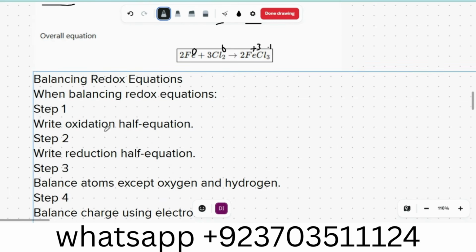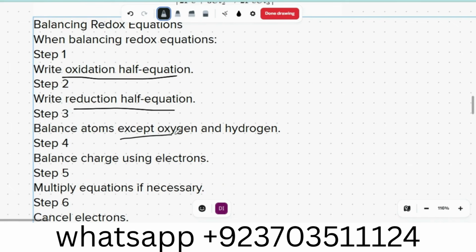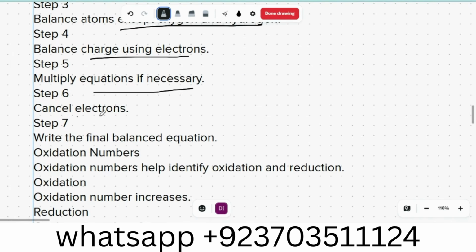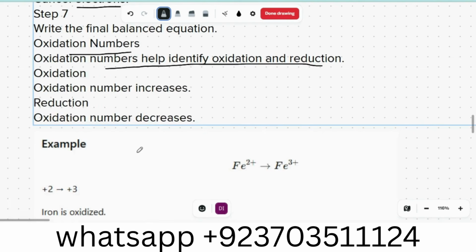So how can we balance a redox equation? When balancing a redox equation, write the oxidation half equation, write the reduction half equation. Balance atoms except oxygen and hydrogen. Balance charge using electrons. Multiply equations if necessary. Cancel out electrons, that means the number of electrons should be equal. Write the balanced equation. Then use oxidation numbers to identify oxidation and reduction.